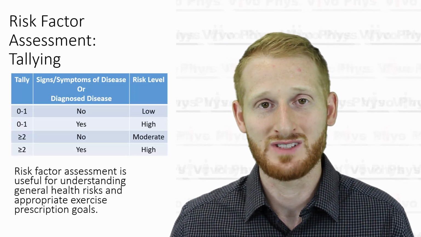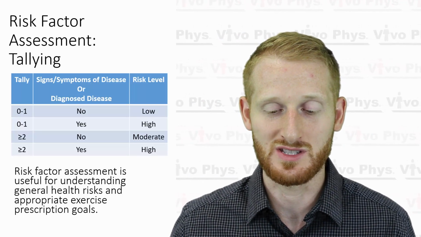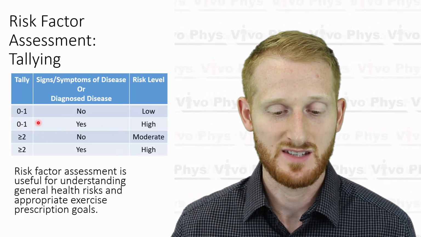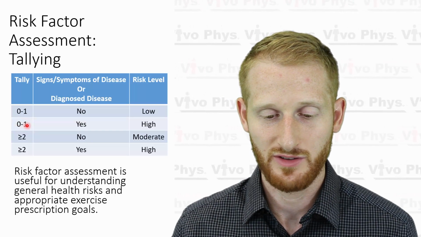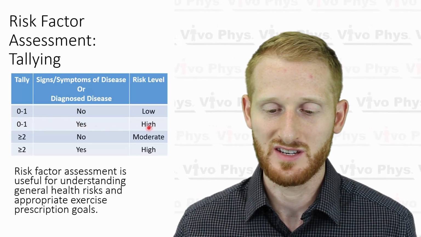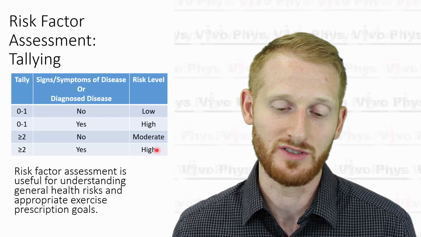Now, it's just an estimate of risk. It doesn't mean they shouldn't exercise. In fact, they probably should exercise, and that's some of the major changes that happened recently. But again, we're not going to go into that. But let's look at this table real quick. If somebody has a 0 to 1 tally on their risk factors, but has a sign or symptoms of disease or a previously diagnosed disease, they're automatically high risk for the possibility of having cardiovascular disease.